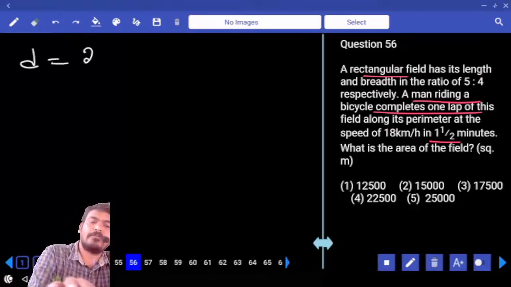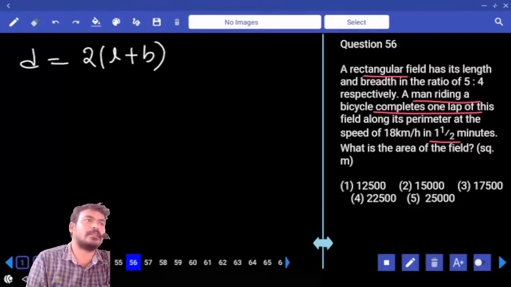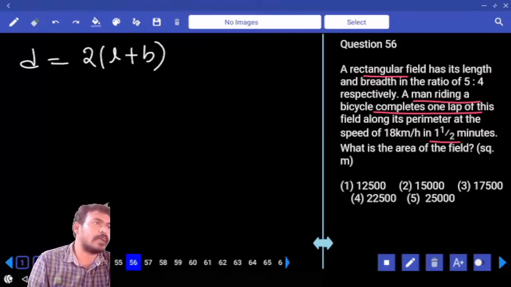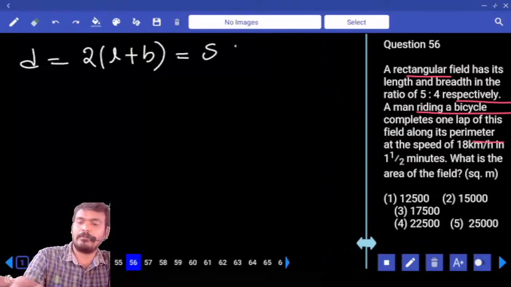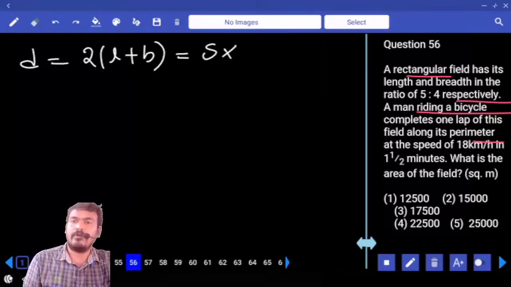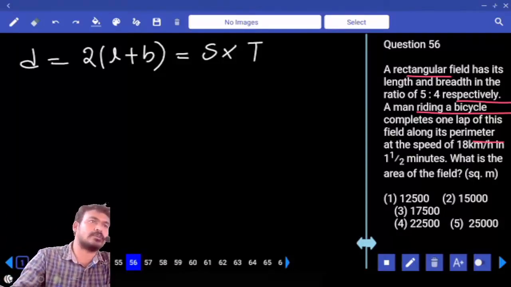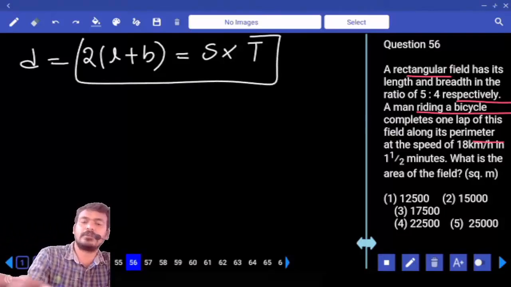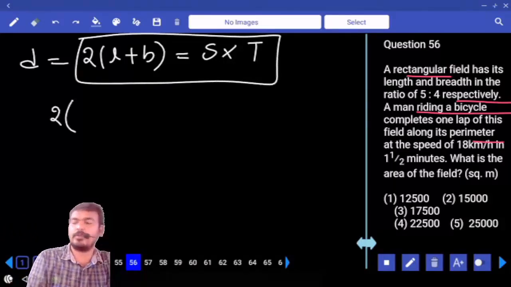What is the perimeter of a rectangle? 2 of (L plus B). Already we know the distance formula. What is the distance? Nothing but speed into time. The speed given is 18 km/h and the time given is 1.5 minutes. Left hand side it is a distance, right hand side also distance, equal distance.